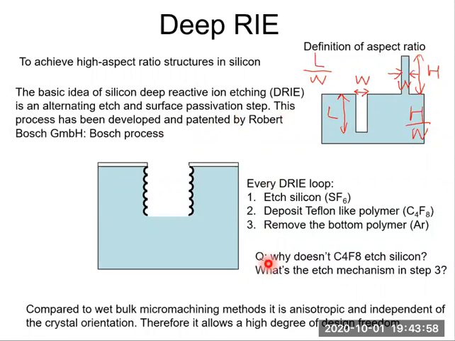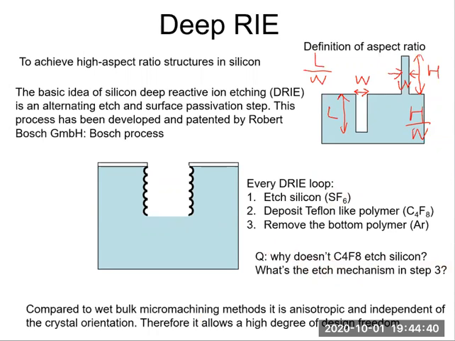Questions. First question. Why doesn't C4F8 etch silicon in step 2? In C4F8 plasma, there are fluorine atoms, and the fluorine will etch silicon, right? Just like what happens in step 1. In step 1, we use the SF6 plasma, and fluorine etches silicon. So why doesn't C4F8 etch silicon? What's your explanation?